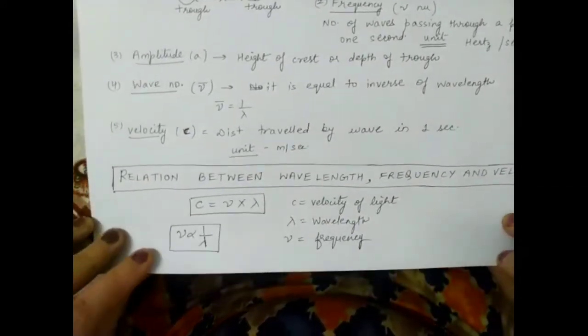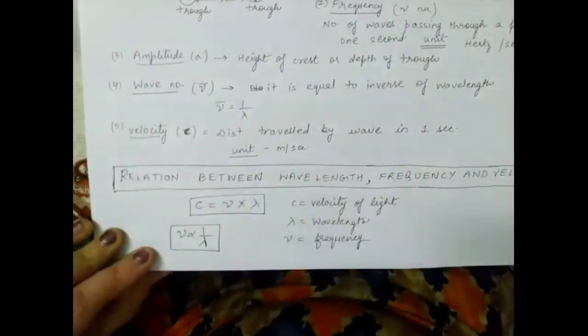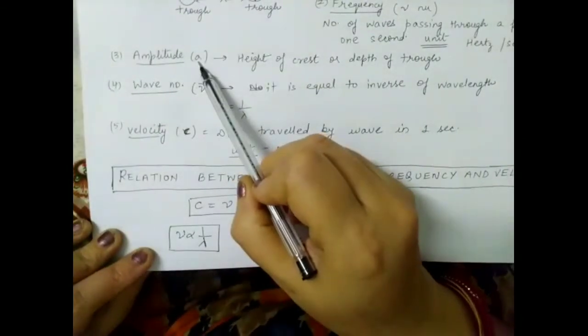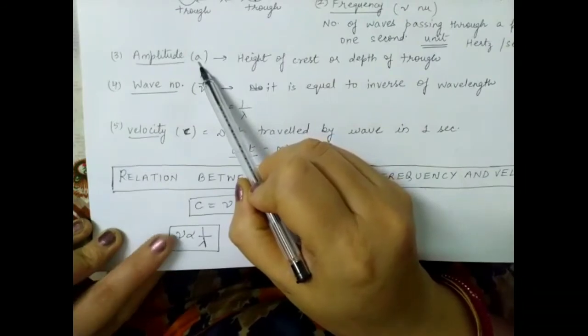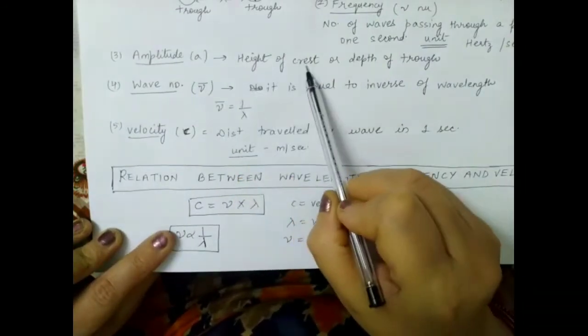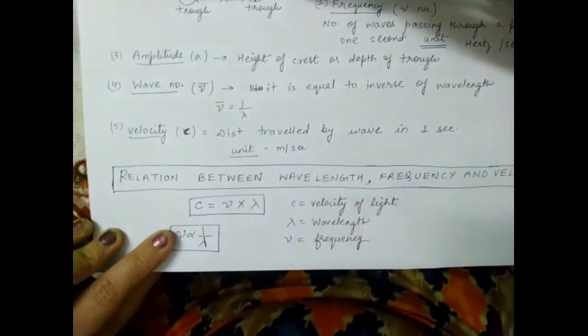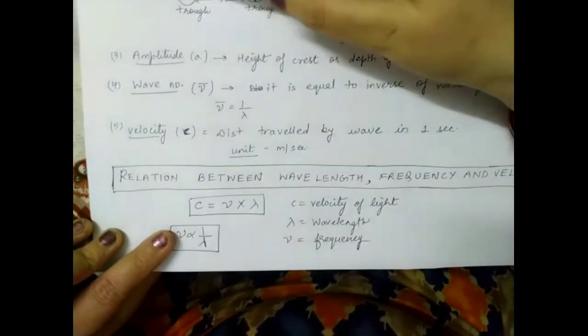Now the third characteristic of wave is amplitude. Amplitude is denoted by the symbol A. And what is amplitude? It is the height of crest or depth of trough. So this is my amplitude. This is A, this is A.